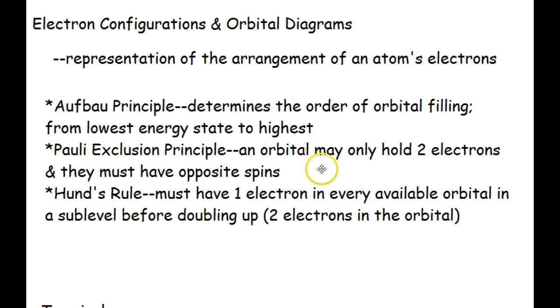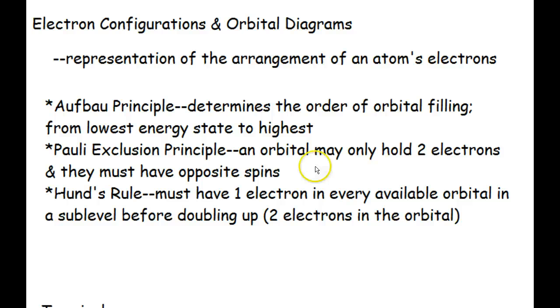The second is the Pauli exclusion principle, which says in an orbital there can only be 2 electrons and they have to have opposite spins. And we'll see this demonstrated when we write out an orbital diagram. The third one is Hund's rule, and it says you have to have 1 electron in every available orbital in a sublevel before you can double up or put 2 electrons in the orbital.